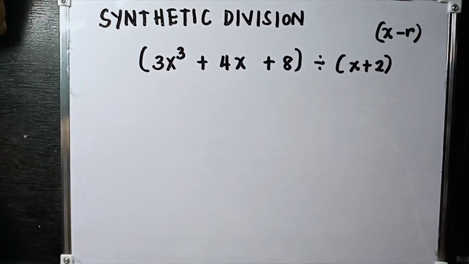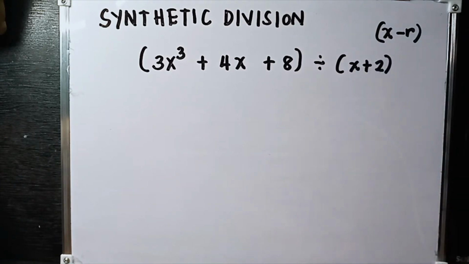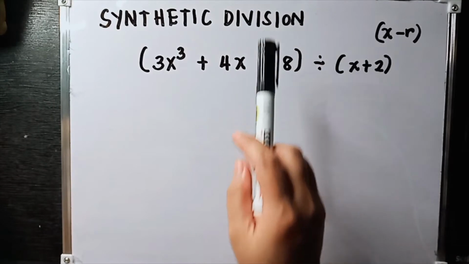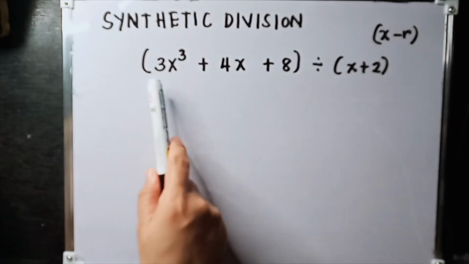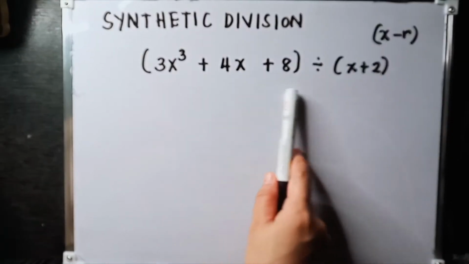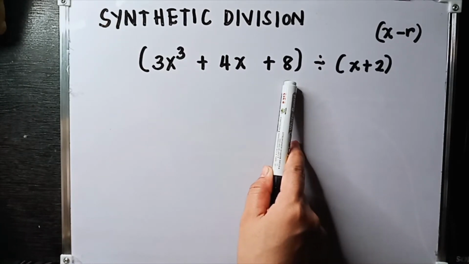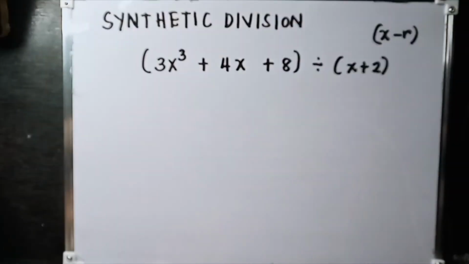So here is a shorter procedure when a polynomial is to be divided by a binomial of the form x minus r. This method is called synthetic division. In this procedure, we will write only the coefficients. So how do we do that? First, we need to arrange the coefficients of our dividend in descending powers of x, placing zeros for the missing terms. So here it is.